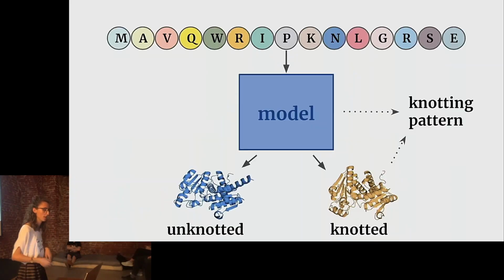And that's the place where we came up with our research. The idea is that we have a model that would be able to predict if the protein is knotted or not just from the amino acid sequence. And then we can look inside the model and try to find maybe some patterns that might be responsible for the knotting.